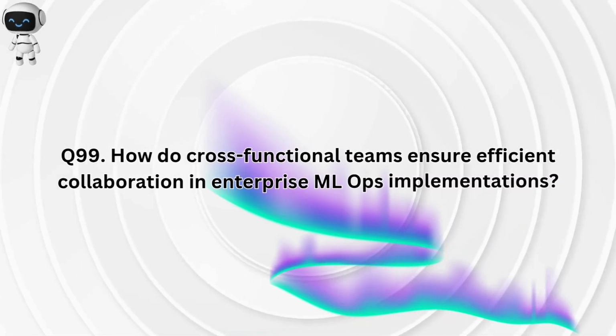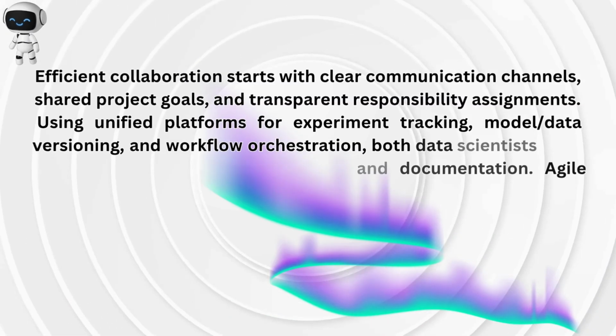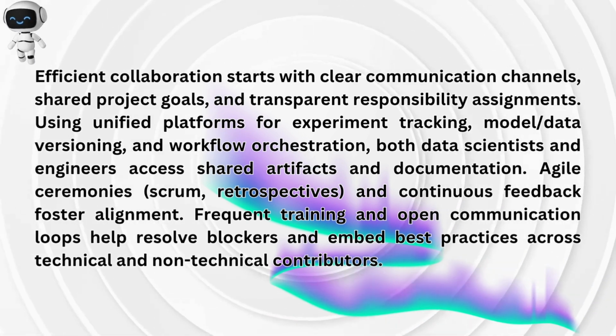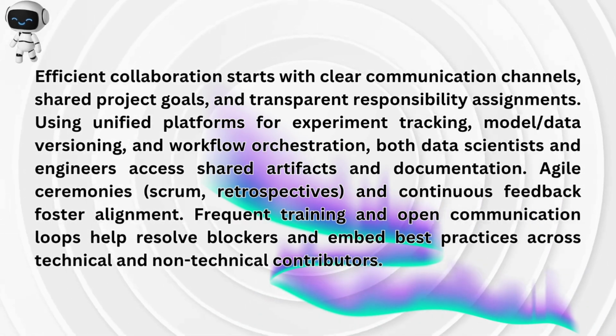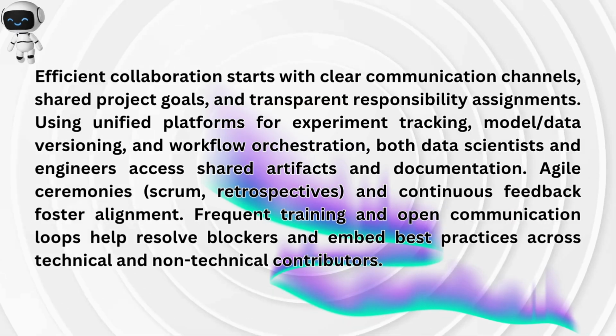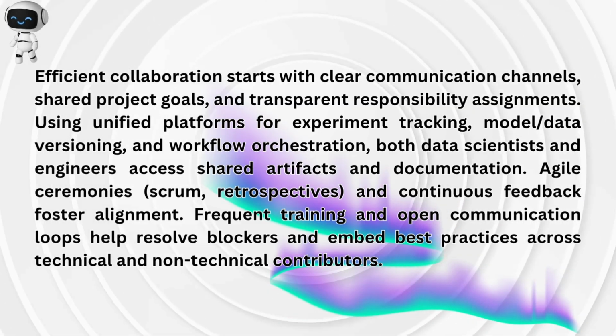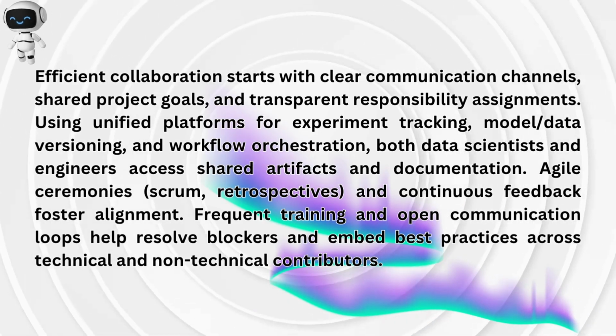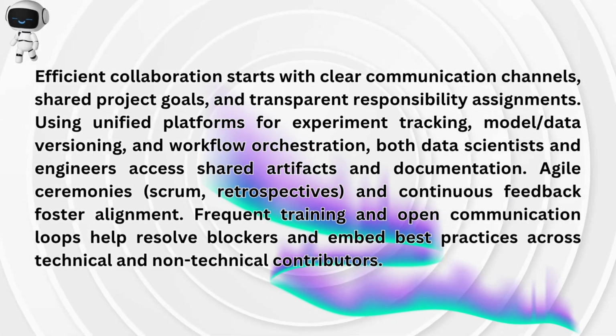How do cross-functional teams ensure efficient collaboration in enterprise ML Ops implementations? Efficient collaboration starts with clear communication channels, shared project goals, and transparent responsibility assignments. Using unified platforms for experiment tracking, model and data versioning, and workflow orchestration, both data scientists and engineers access shared artifacts and documentation. Agile ceremonies, like Scrum, retrospectives, and continuous feedback foster alignment. Frequent training and open communication loops help resolve blockers and embed best practices across technical and non-technical contributors.